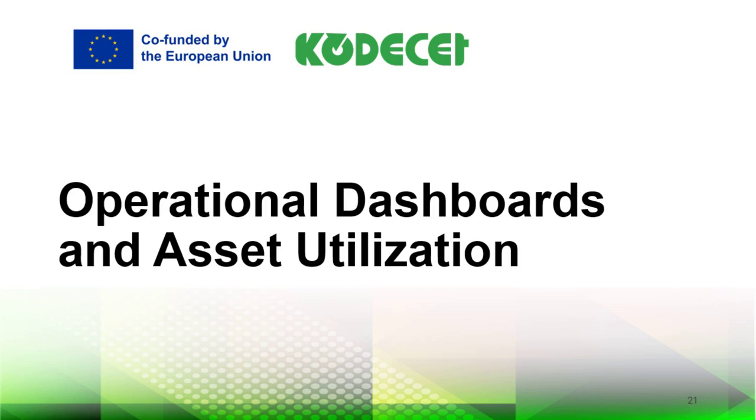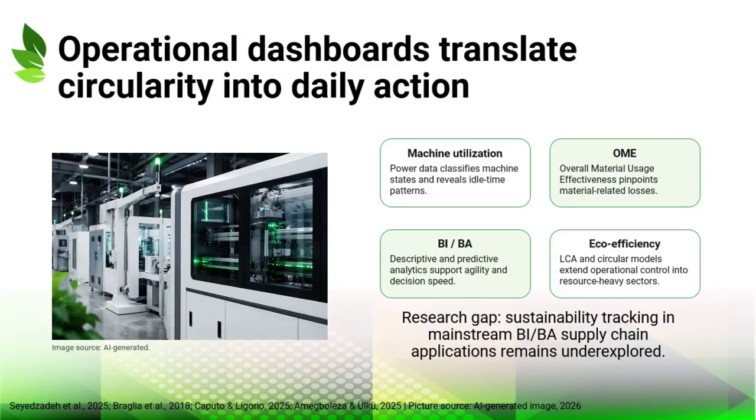This section connects circularity measurement to daily operations. Dashboards, machine data, OME, business analytics, and eco-efficiency tools help managers translate sustainability goals into practical decisions on the shop floor. This slide explains several dashboard components. Machine utilization can be measured through power data that classifies operating states and reveals idle time patterns. This helps managers reduce hidden inefficiencies.